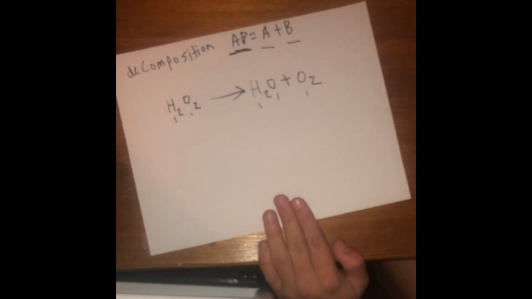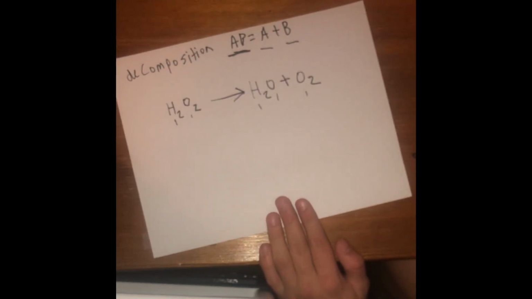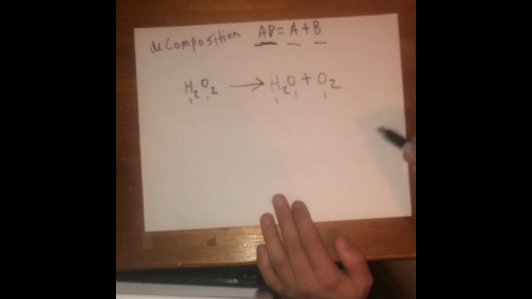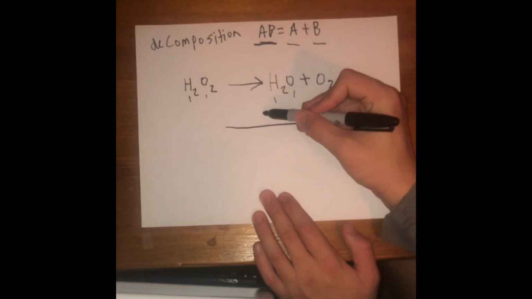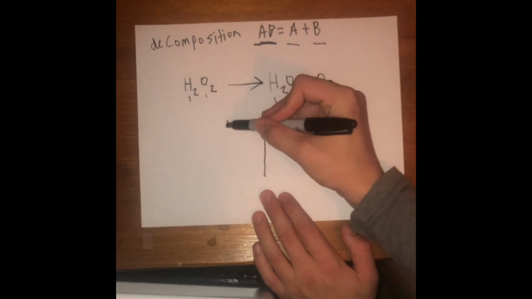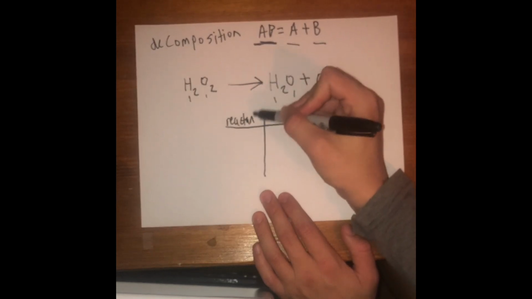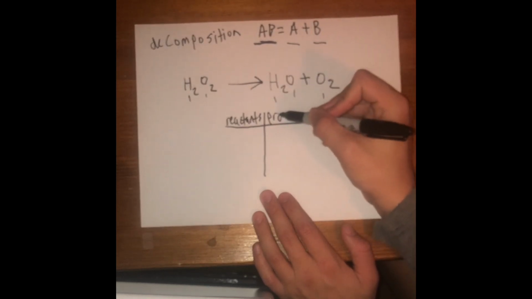Now this is another great example of how we can practice the law of conservation of mass, which we would draw this little box here. We get reactants on the one side, products on the other side.